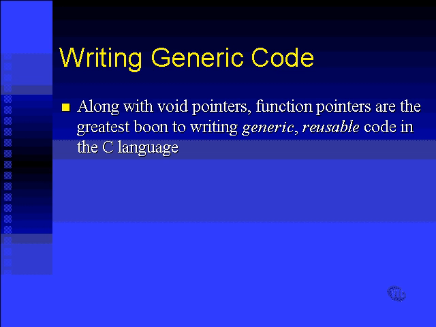Just a few quick words on writing generic code. We need two things, really, in the C language to write generic code. We need void pointers and we need function pointers. If you recall, the qsort library function used both. It used void pointers and a function pointer. Anyway, if we've got both of them, we can write generic reusable code, which in my book is far better than writing code that can only be used once.